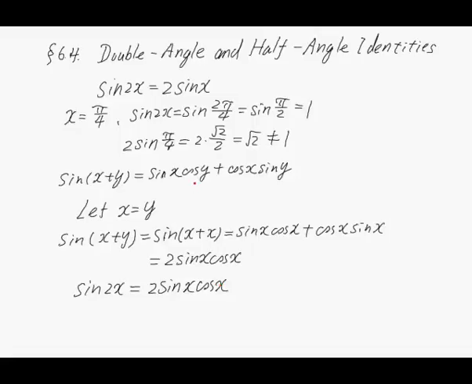And similarly, we can find the double angle identity for cosine. So let's begin with the cosine of a sum identity. We have the cosine of x plus y. Tell me, equal to what? Cosine x times cosine y, and then plus or minus? Minus sine x sine y, right? Okay, so this is the cosine of a sum identity.